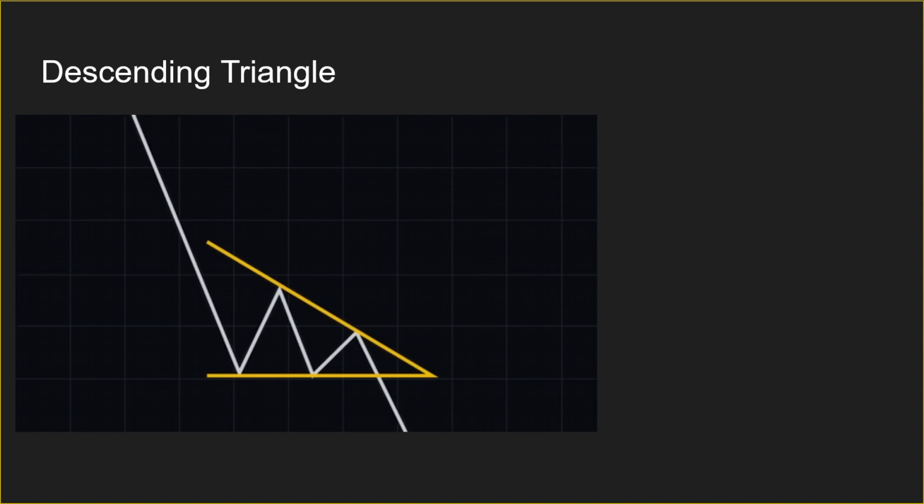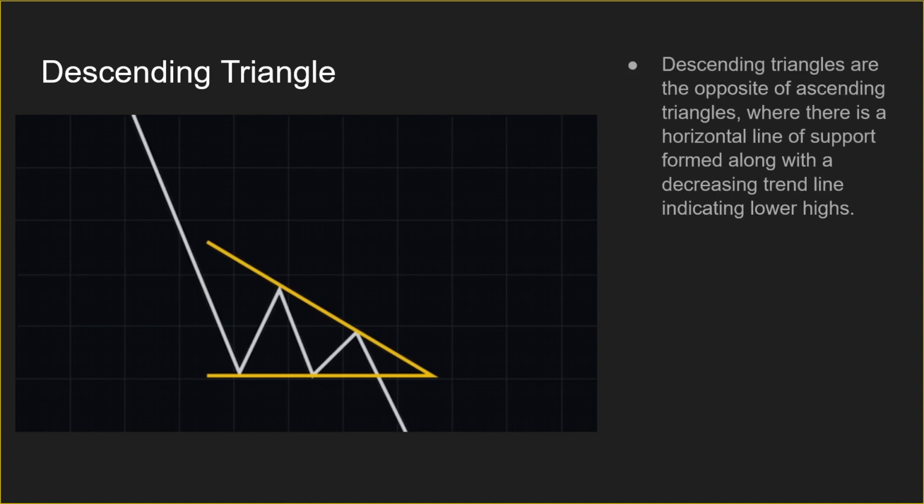To counter the ascending triangle, we are looking for the descending triangle. In this situation, there is a horizontal line of support formed along the bottom of a price pattern, along with a decreasing trend line indicating lower highs. We're starting to see these lower highs, and they're continuously testing this level of support.